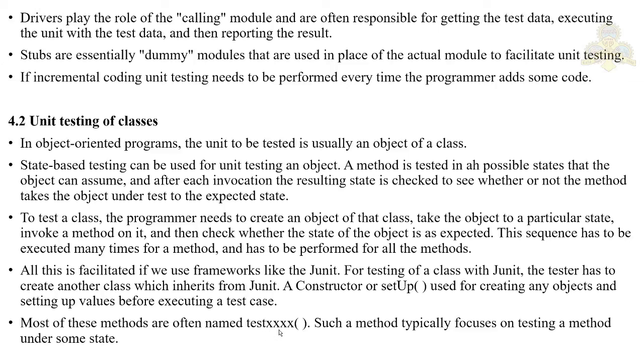These methods focus on testing a particular method under some state. The method first has to set up the state, if it is not already set up, by using a setup method, which is this one. Then it has to execute the method which has to be tested. For checking the results, JUnit provides two other methods called assert true and assert false. So this is the unit testing of classes.